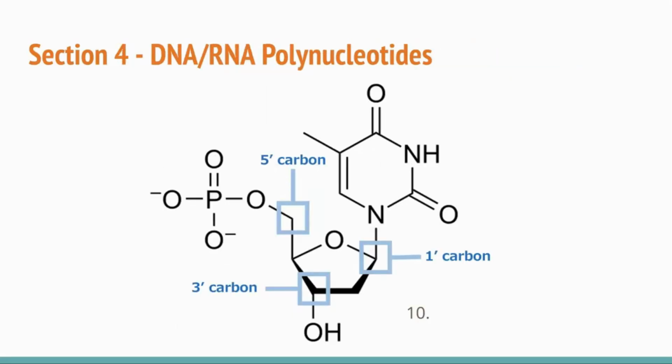Finally, in section 4, I want to go over numbering. In this nucleotide, you can see that the nitrogenous base is located at carbon 1, the hydroxyl group is located at carbon 3, and the phosphate group is located at carbon 5. Overall, when naming cyclic carbons, the numbers go in order, running clockwise, and they're designated with this symbol right here, which is 1'. So we have 1', 2', 3', 4', and 5'.